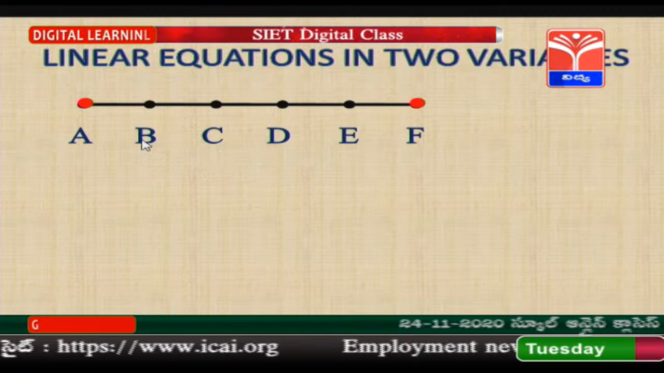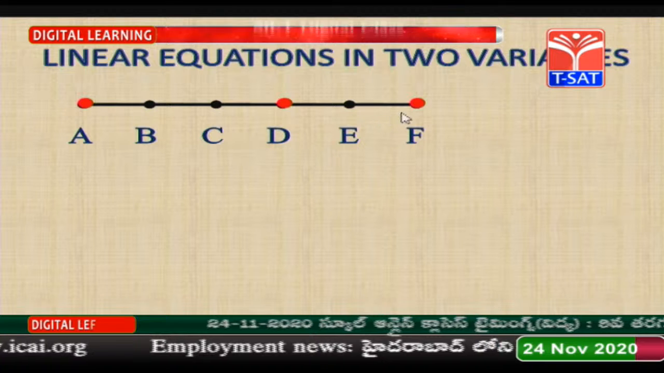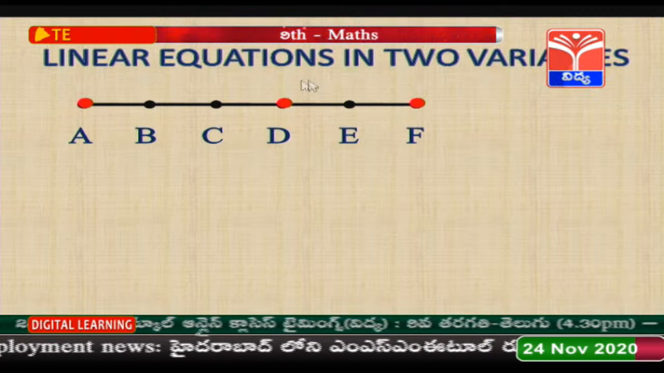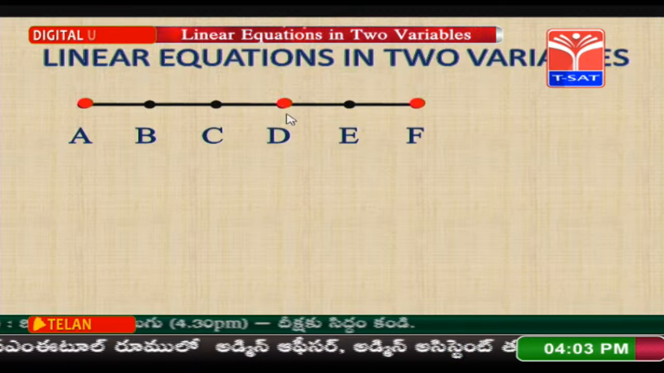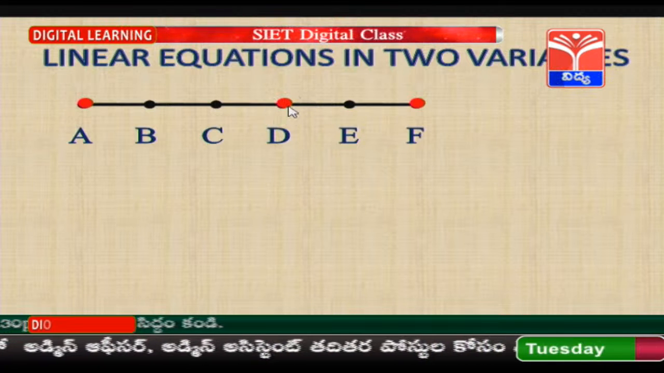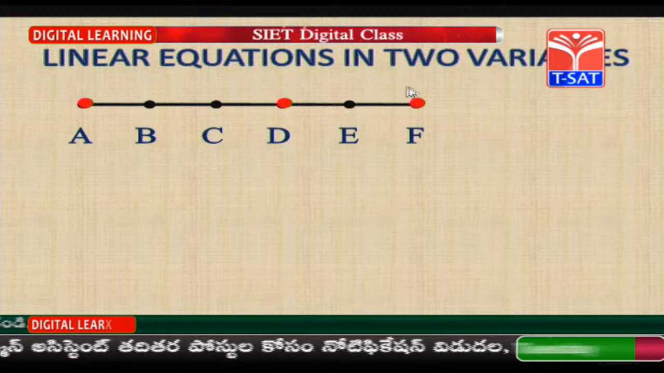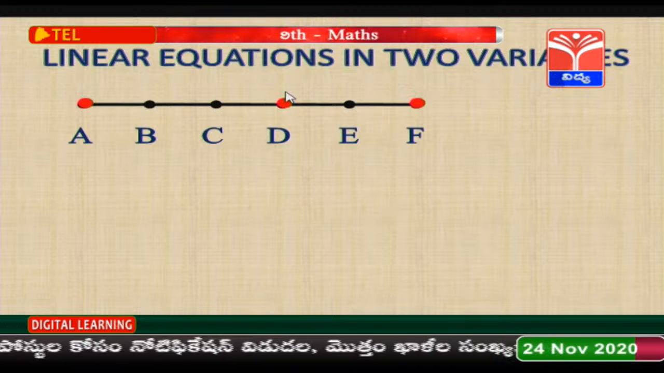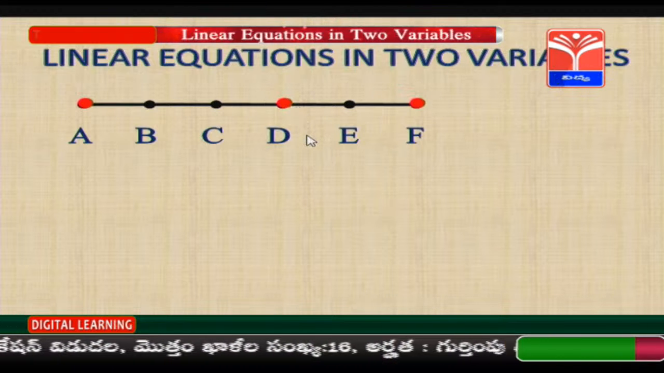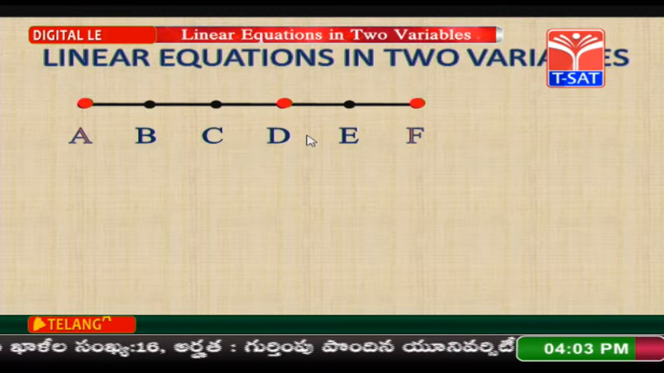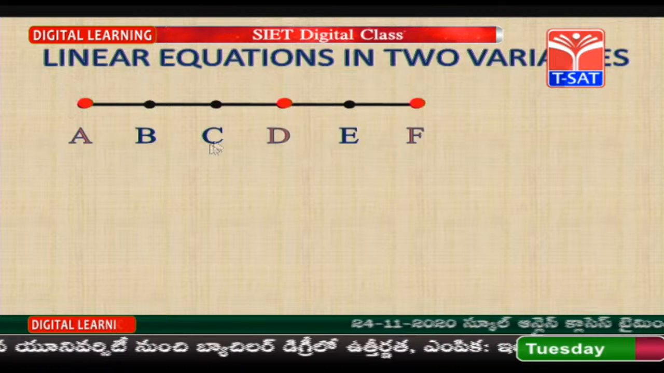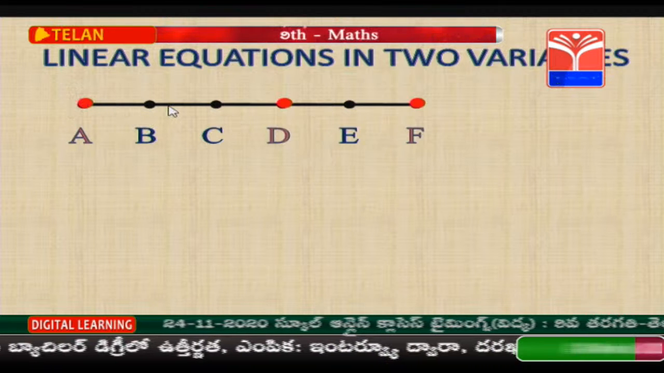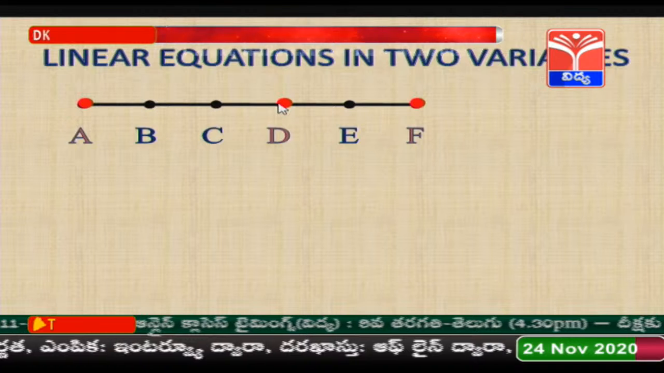So, what is the starting point here? A is the starting point, the ending point is F, and in the middle there is a point which I am calling D, which is indicated by the red dot. End points with red points, and in the middle there is one more red point, that is D. Please see A, F and D. Now, how many parts are there from A to D here? Please see. Let me say here 1, 2 and 3.